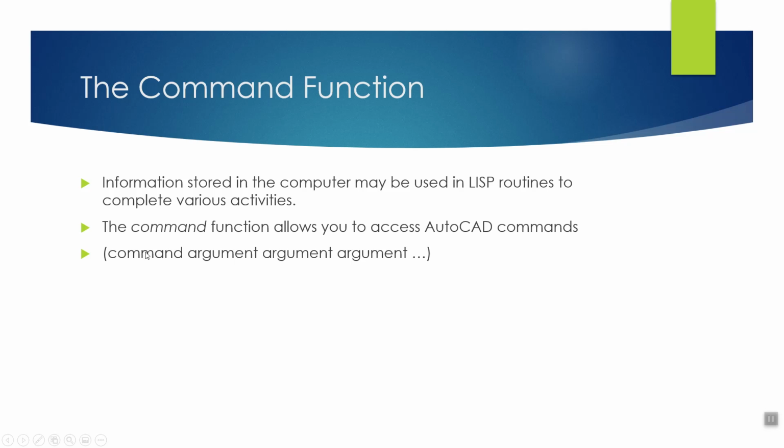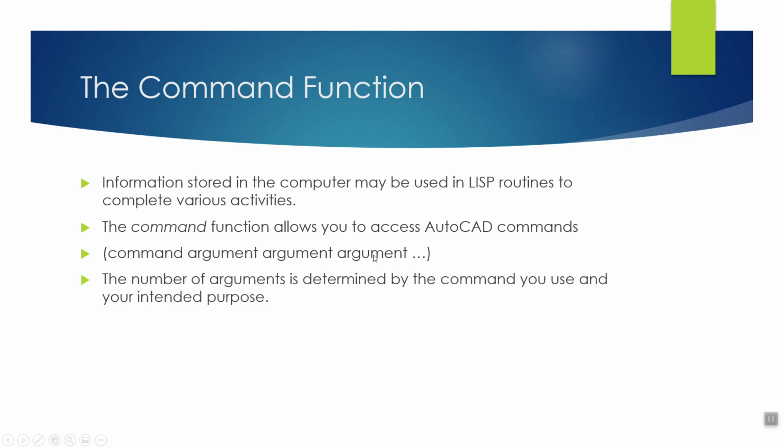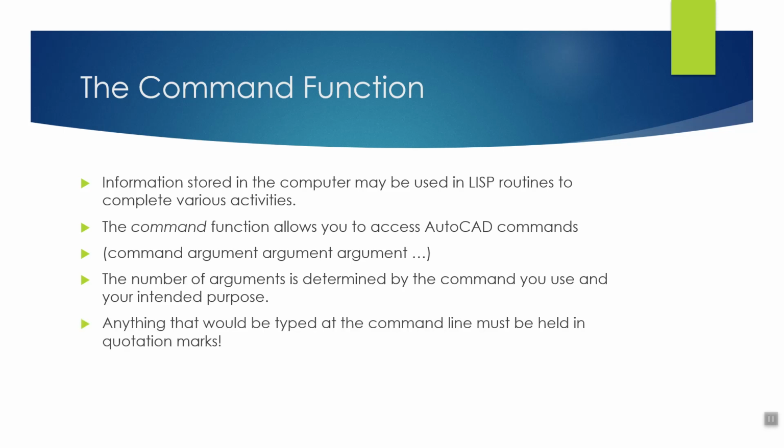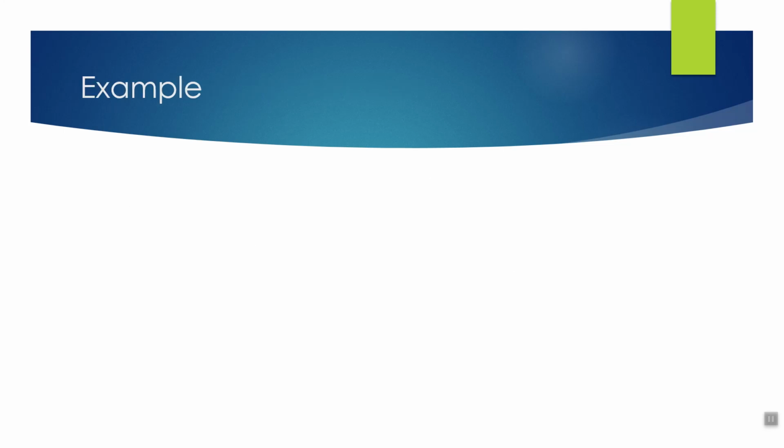So your function is command. The second argument is going to be the command name. The third argument is going to be input that the user would put, then the fourth argument, and so on. The number of arguments is determined, again, by the command you use and your intended purpose. Now remember, anything that would be typed at the command line must be held in quotation marks because it's a text string. That includes the command name itself. If I want to run the command circle, the word circle has to be inside of quotation marks. If I want to run the command polygon, the word polygon has to be in quotation marks.